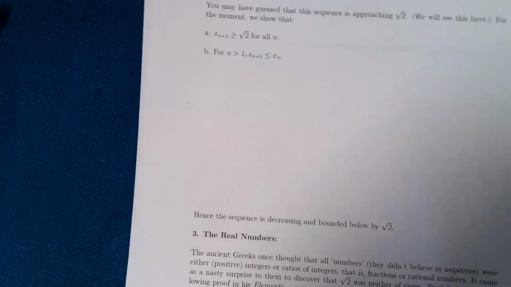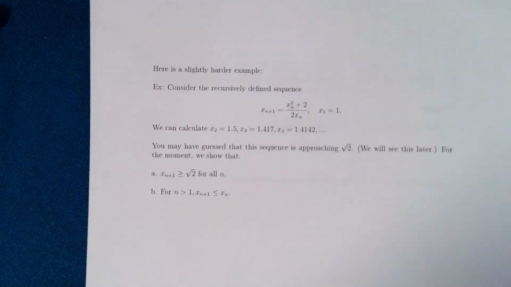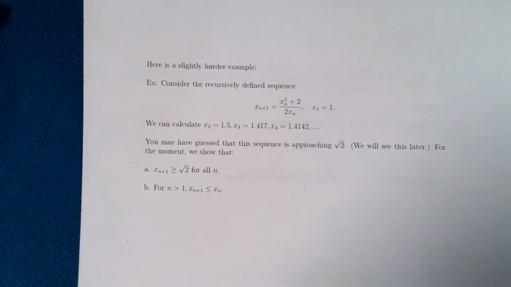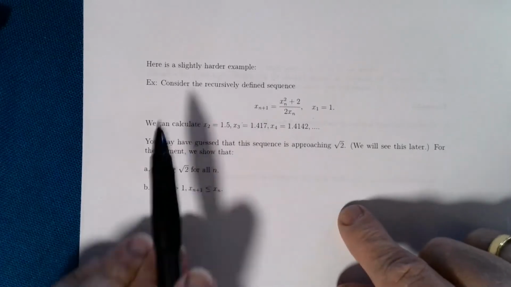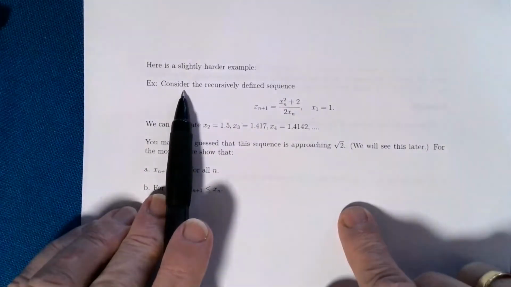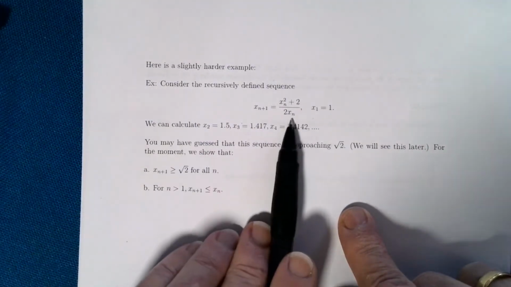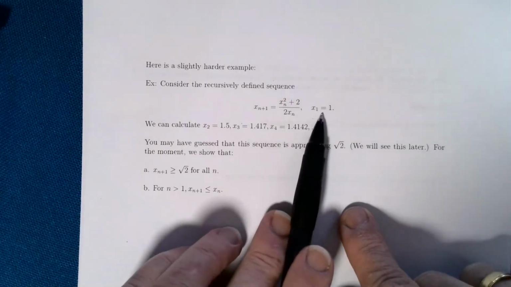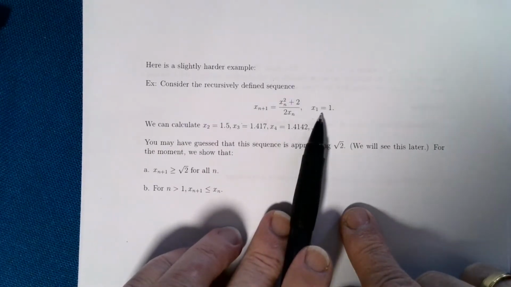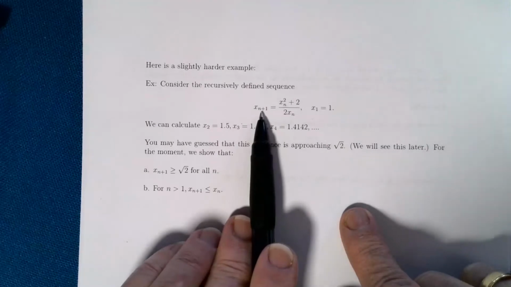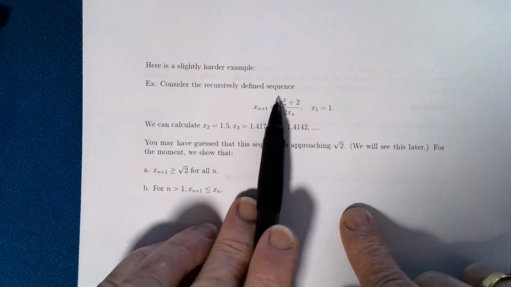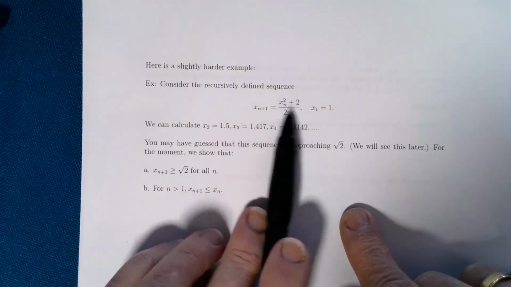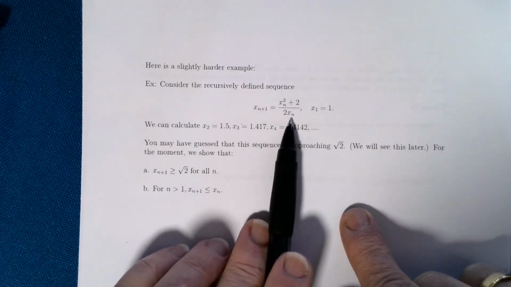Here's a slightly harder example, but certainly within the realm of what we're doing. We're going to define, again, a sequence recursively by this formula. It says we start with 1, and then to get each new term, we take the previous term, square it, plus 2, divided by twice that previous term.